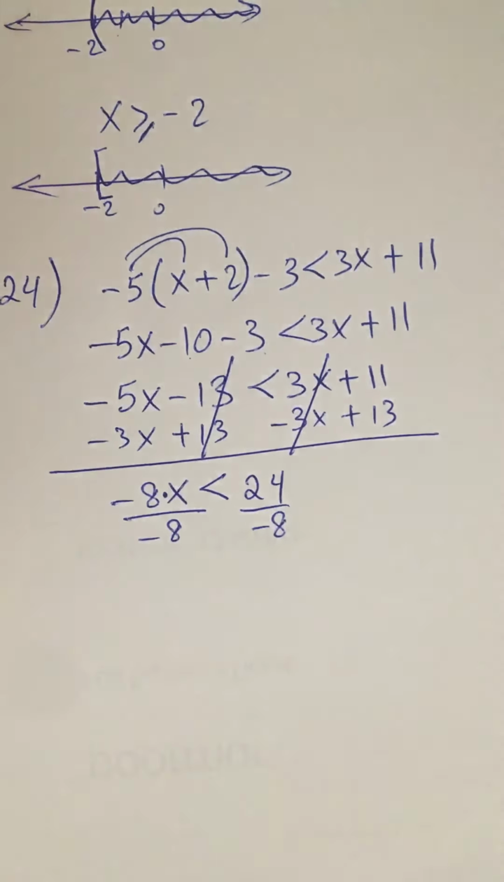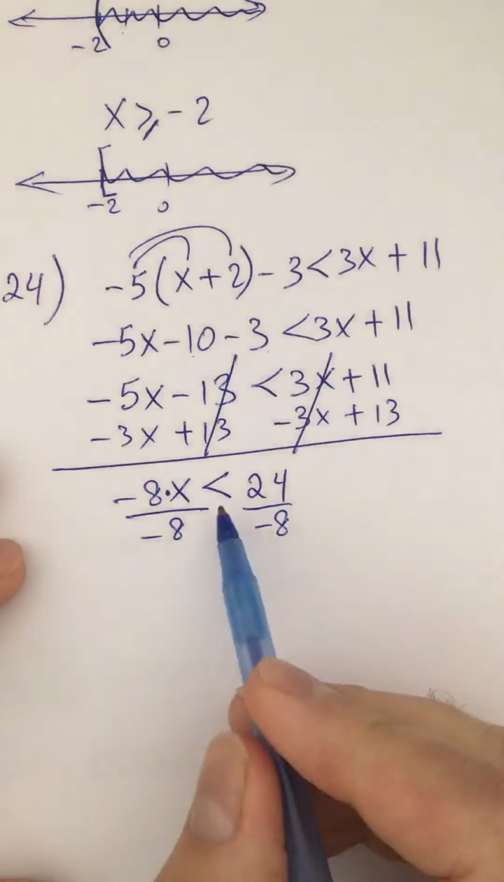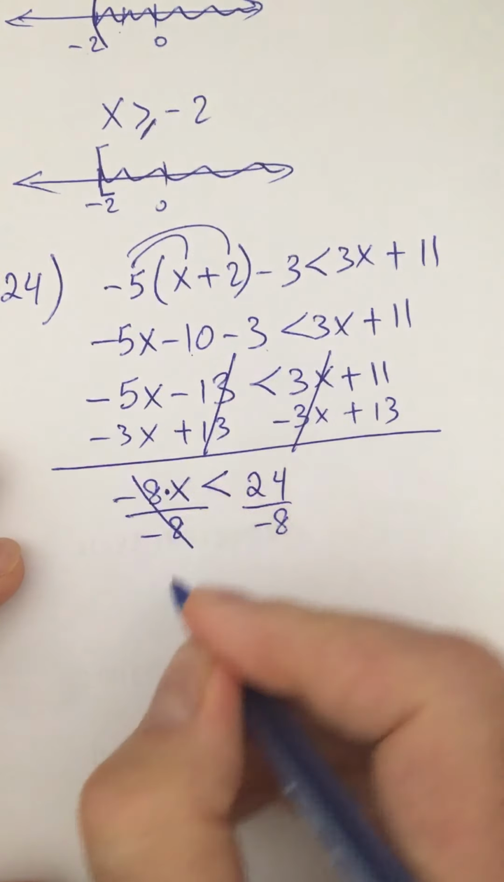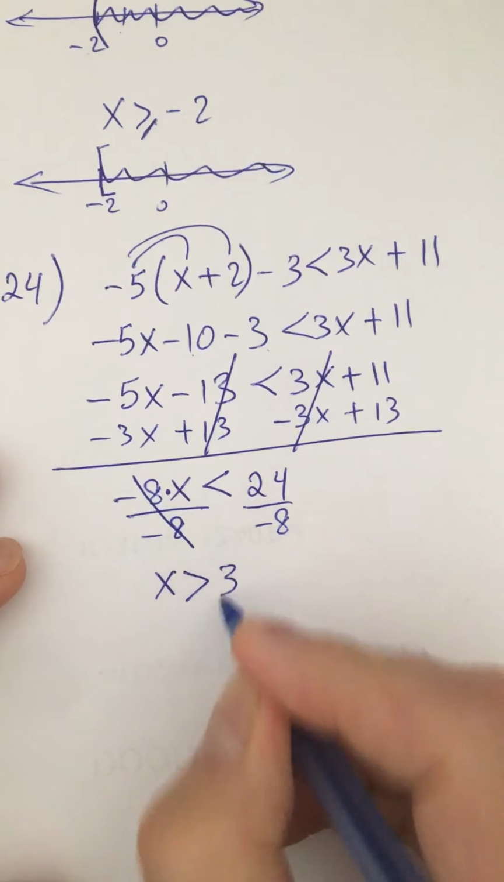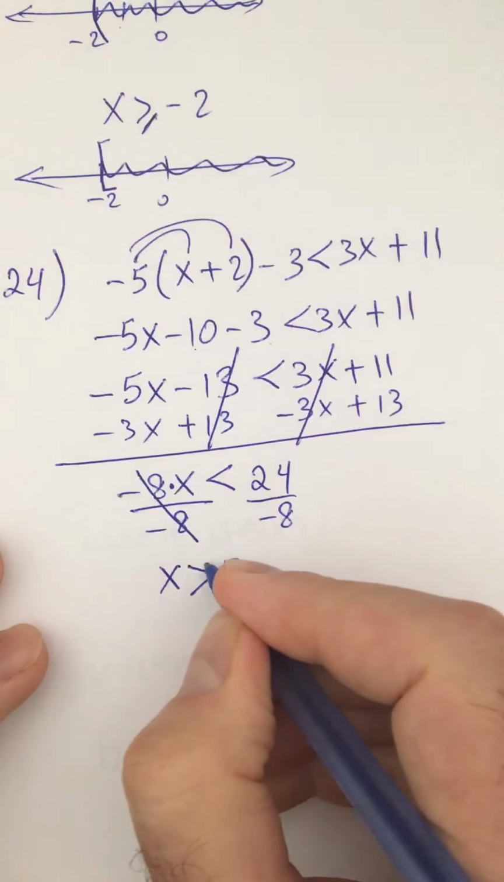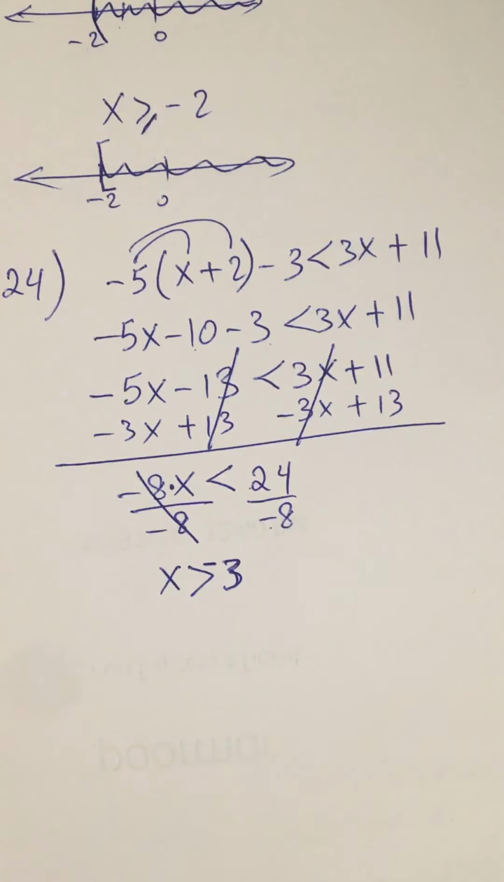Now, since -8 is being multiplied by x, I need to do the opposite operation, which is dividing by -8. Now, here's the difference between equations and inequalities. Anytime you multiply or divide by a negative number, you switch the inequality sign, or you flip it over. So these guys cancel out. Since I'm dividing by -8, this is going to be x greater than -3, because positive divided by negative is negative. So there's your answer for number 24.